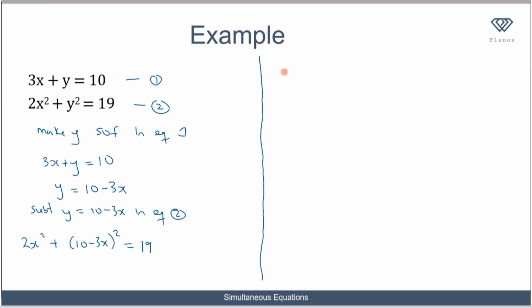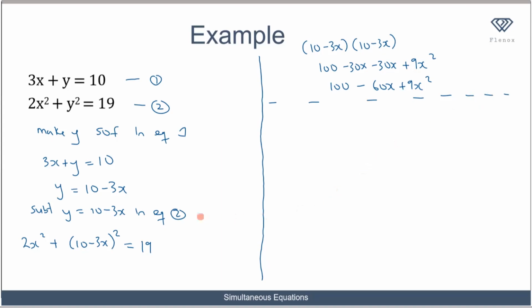I'm going to take a brief detour now to explain how you expand something like this. There are two ways to go about it. What you do normally is you write out those terms two times and multiply. So you expand: 10 times 10 is 100, 10 times minus 3x is minus 30x, another minus 30x, and minus 3x times minus 3x gives plus 9x squared. So that is the same thing as 100 minus 60x plus 9x squared.